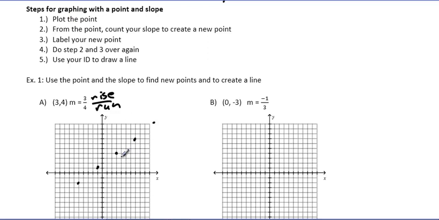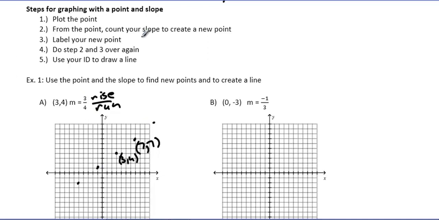Let me go back to my steps. First one was plot the point. There's the point 3, 4. Then it said from the point count your slope, create a new point. So that's what I did. Now let's label that new point. That's the point 7, 7. Then it tells me to do steps 2 and 3 over again so that I have 3 points or more. I did that a few times.